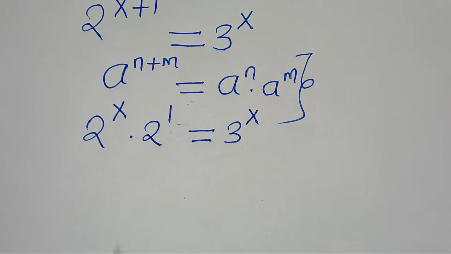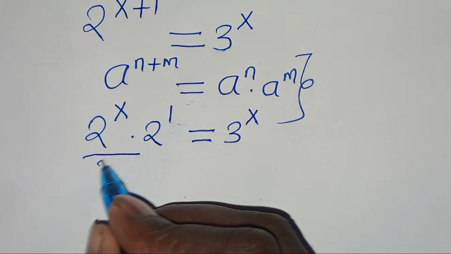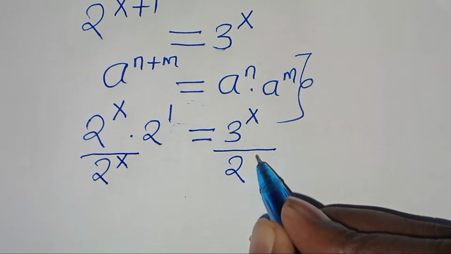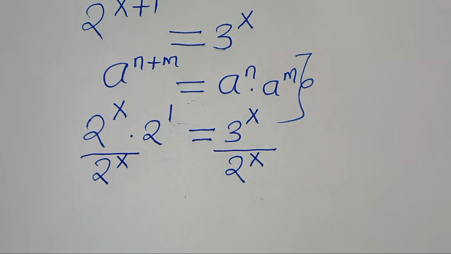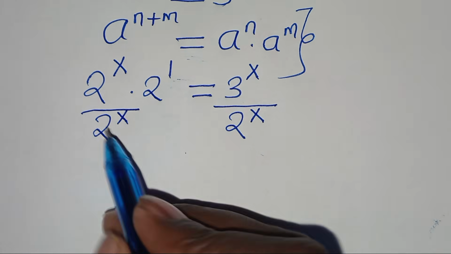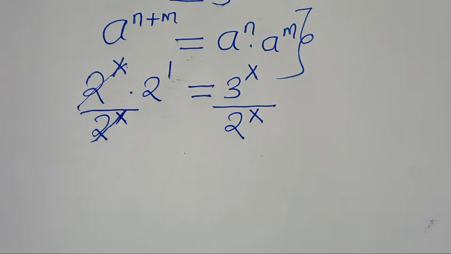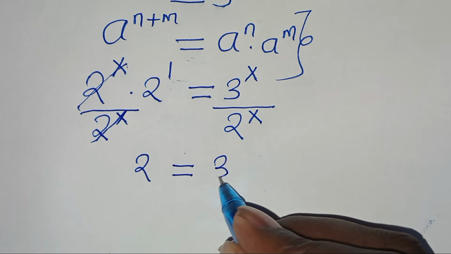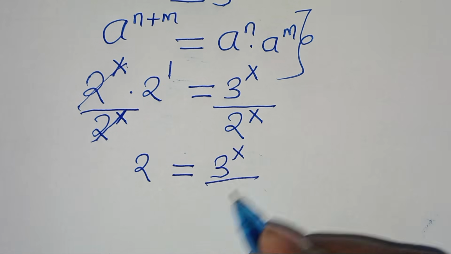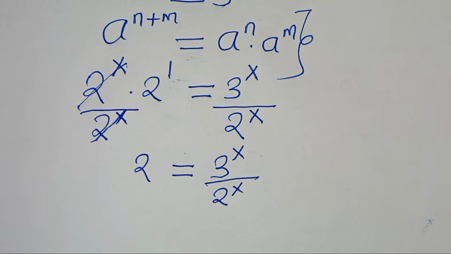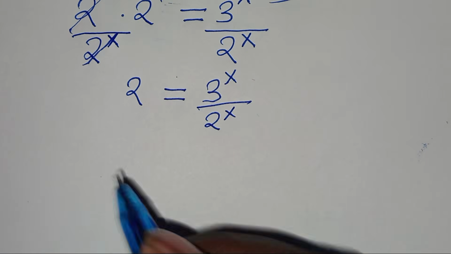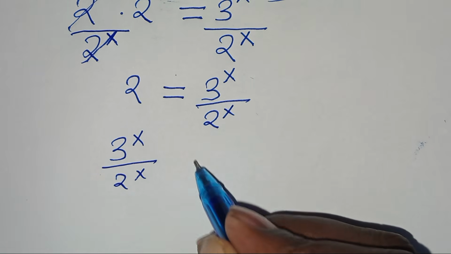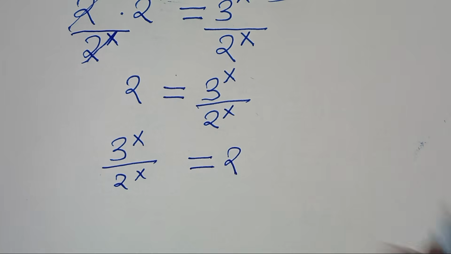Now, the next step is to divide on both sides by 2 to the power of x. Here we have 2 raised to the power of x. Let's simplify 2 to the power of x here, so that now we have 2 is equal to 3 raised to the power of x divided by 2 to the power of x, which you can write as 3 to the power of x over 2 to the power of x equal to 2.